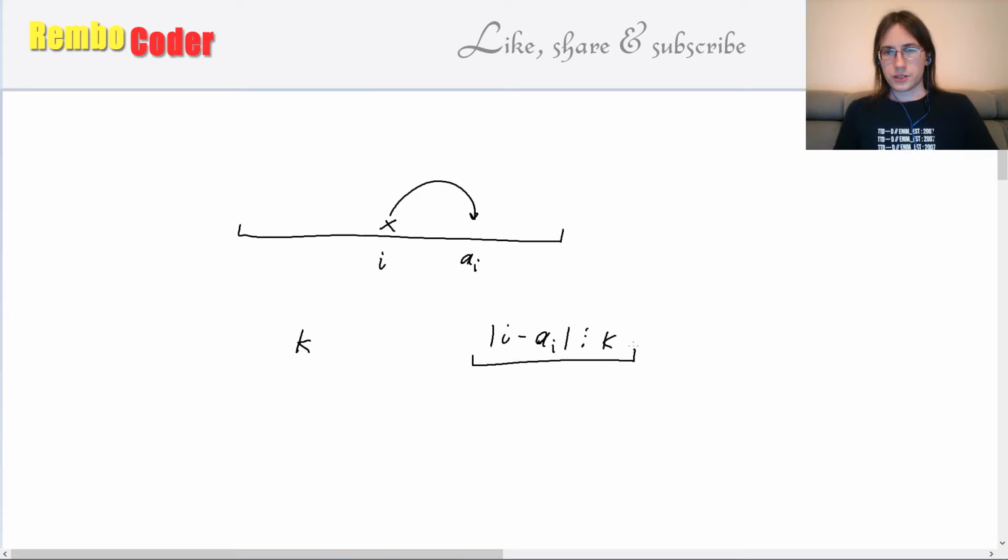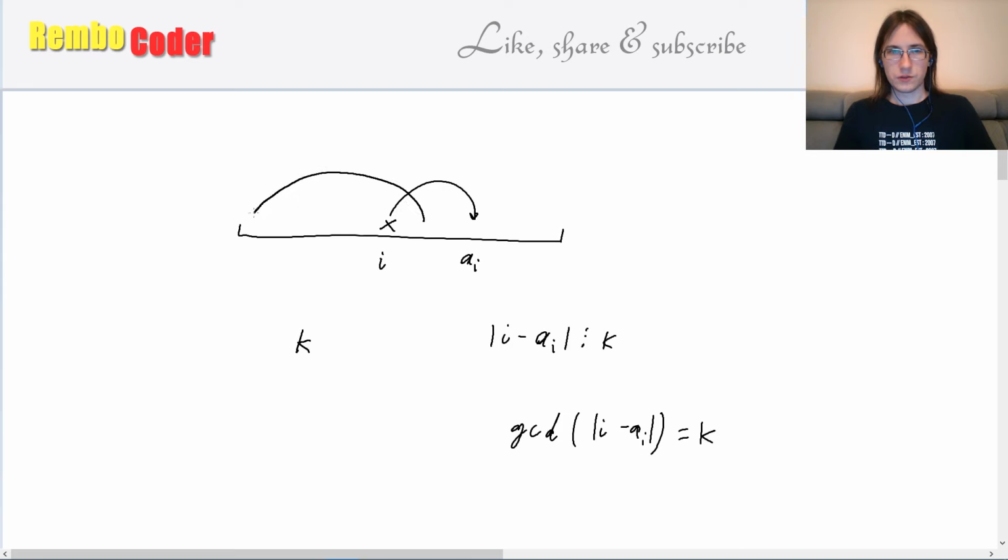So if we only consider such constraints, the largest k that we can choose is the greatest common divisor of all such values, i minus a_i. But it's pretty easy to see that if we take k equal to that GCD, then it's always possible to sort the permutation, because you can just use bubble sort. So consider the value 1 and swap its way to the very first position. Then consider the value 2, wherever it will be after the previous iteration. You can always put it to the second position without ruining the prefix that you've already built, and so on.